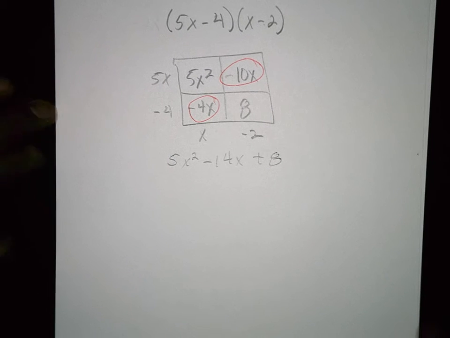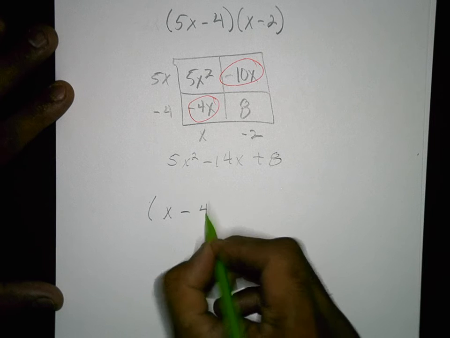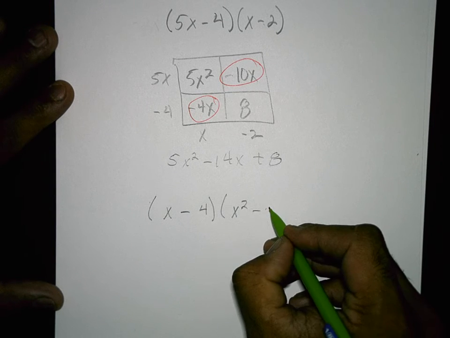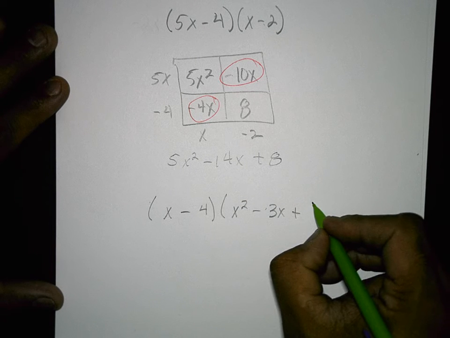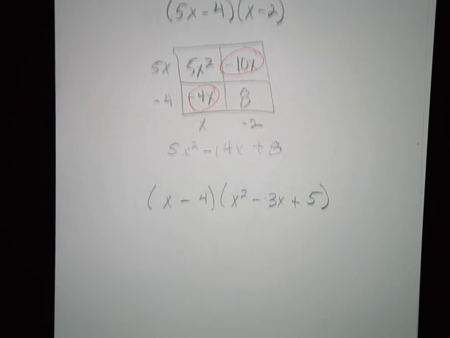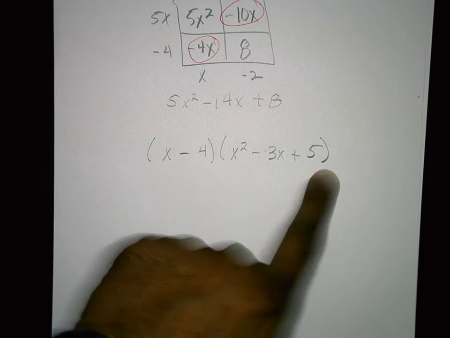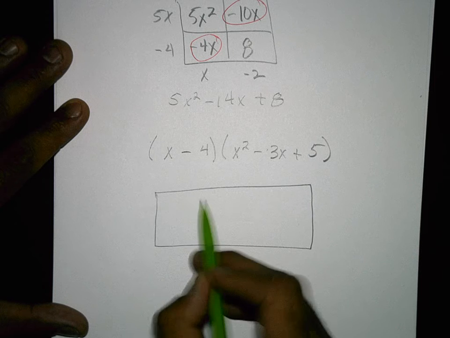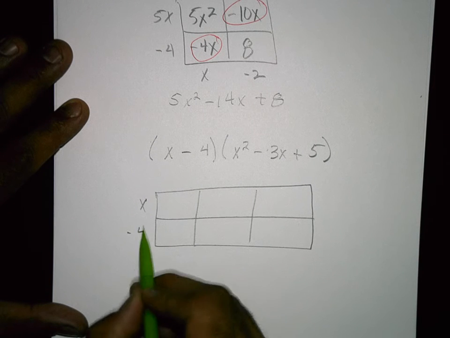All right, now looking at something like this, x minus 4 times x squared minus 3x plus 5. So what's nice about this model is it works as these get more complex. So here I've got 2 terms and here I've got 3 terms, so I can draw myself a box. This time I'll make it a 2 by 3.